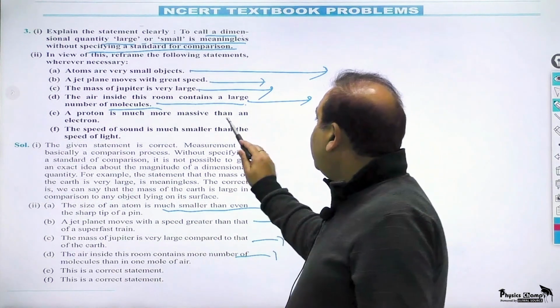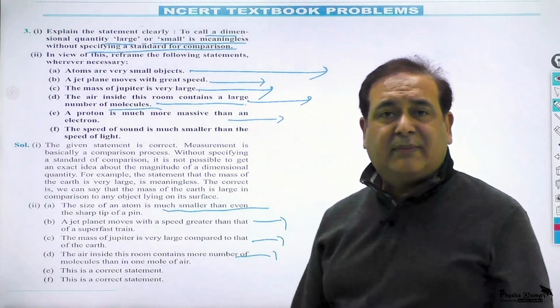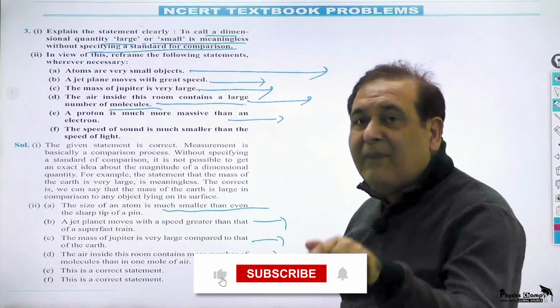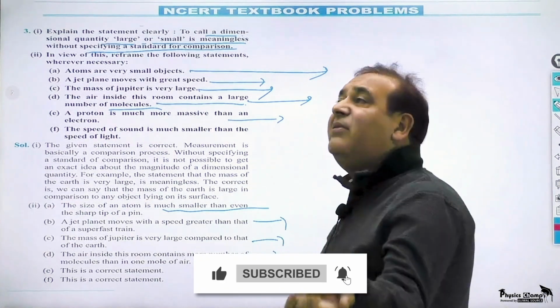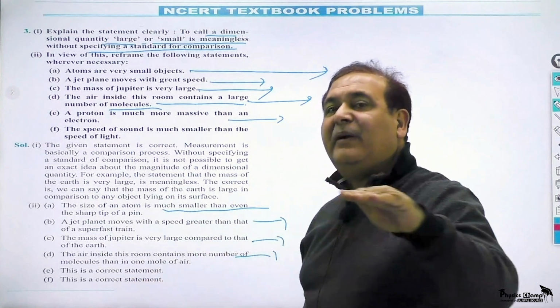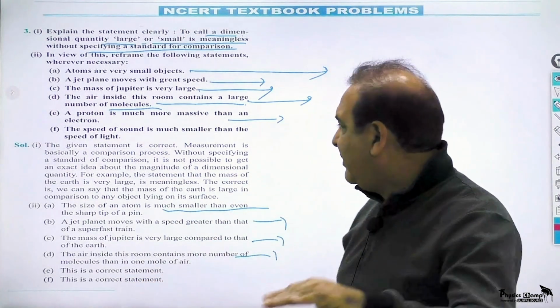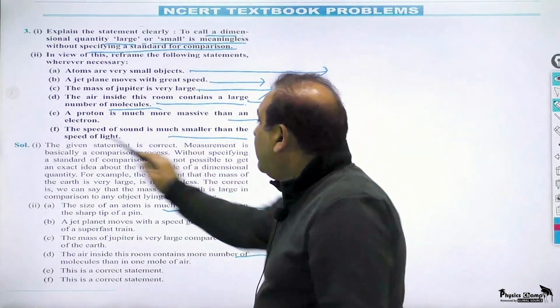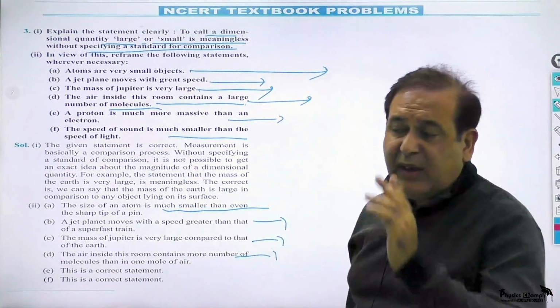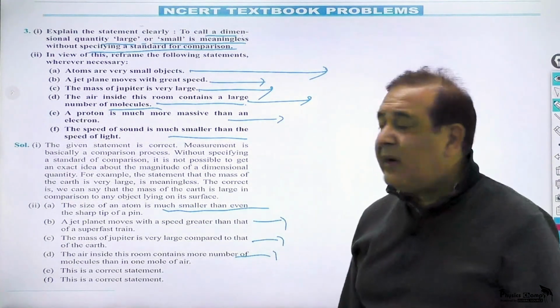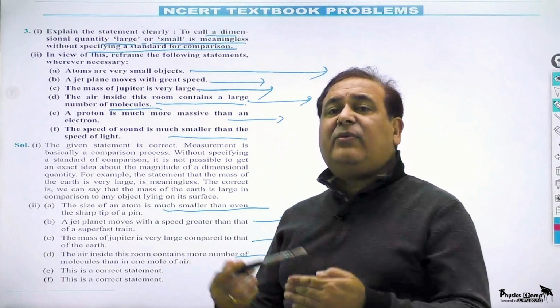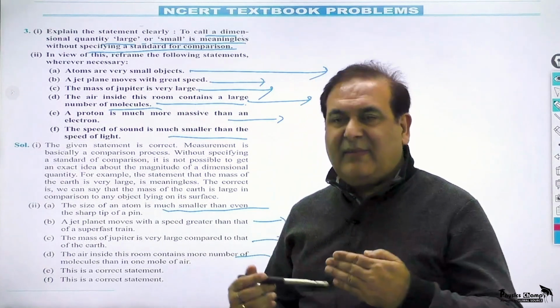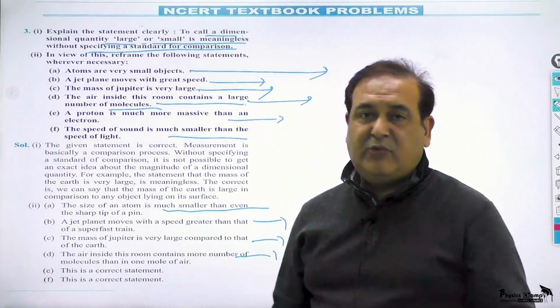A proton is much more massive than an electron. So here there is a comparison. A proton is more massive than an electron. It's a complete statement. You are comparing here. The speed of sound is much smaller than the speed of light. We know the speed of light, 3 × 10⁸ meter per second. But when we are comparing the speed of sound with the speed of light, yes, the comparison is okay. The statement seems to be correct.